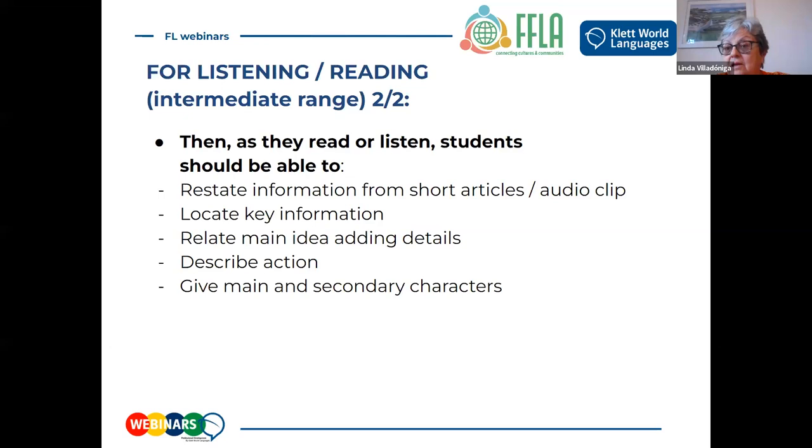They can relate the main idea and add details. They should be able to describe the action in their own words. What happened first? What happened next? What happened at the end? Was it a surprise? Did their prediction come true? And then give the name of main and secondary characters, if there are any. If there aren't, there aren't.